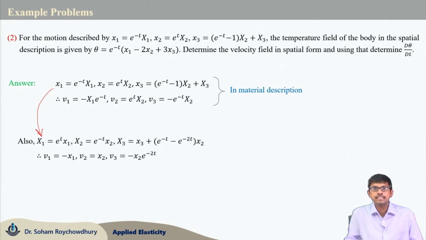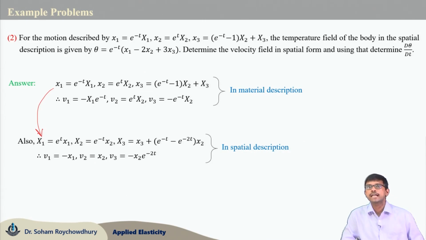And replacing these expressions of capital X1, capital X2, capital X3 in the velocity field, we can express the velocity field in the spatial description as V1 is minus small x1, V2 is small x2, V3 is minus small x2 e to the power minus 2t. So, for any given problem, if we want to express the field in the spatial description, first we need to invert the equation of motion, express small x components as function of capital X components, and then find out the respective velocity, acceleration, all the components as required.